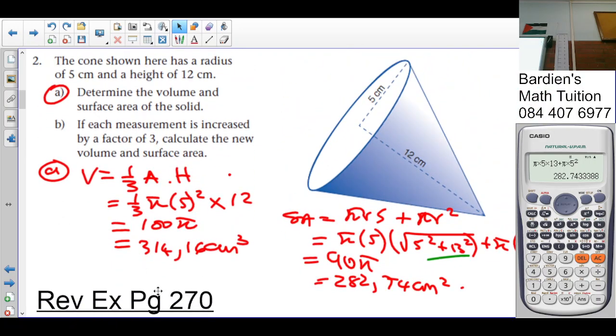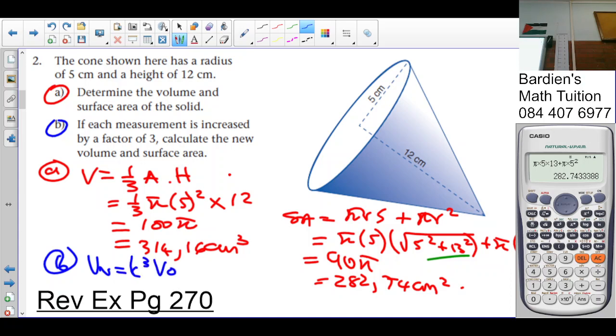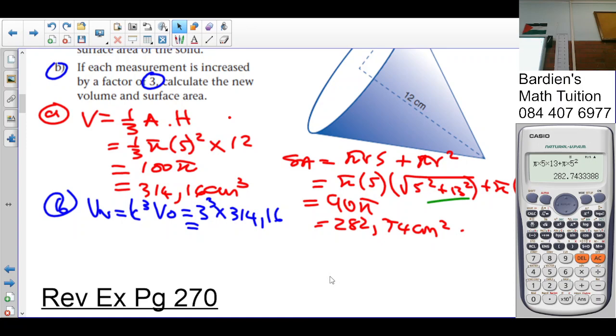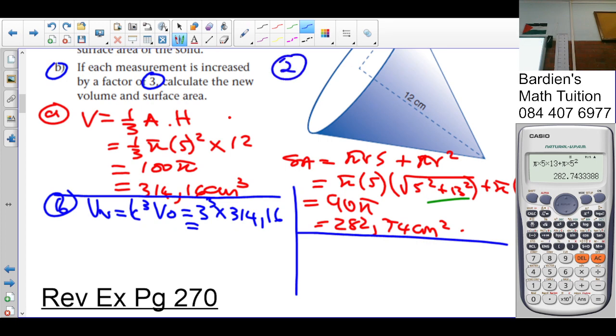B says, if each measurement is increased by a factor of 3, calculate the new volume and surface area. So the volume of the new shape is going to be k cubed times the volume of the original. Not so? We spoke about this in the previous lesson. So it's a factor of 3, so it's 3 cubed times 314,16. You guys understand? Okay, so that's going to be worked out now. And on the other end, we have the surface area. So the surface area of the new one will be k squared times the surface area of the original shape.